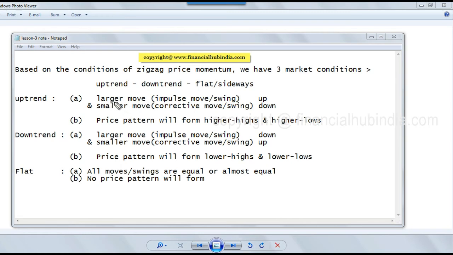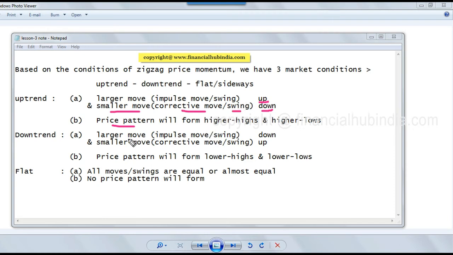In an uptrend, you always have larger move up and smaller move down. First there will be a larger move, then there will be a smaller move followed by it. So the larger moves are also known as impulse move or impulse swing, and the smaller moves are known as corrective move, corrective swing. Price pattern will form higher highs and higher lows, which we have seen just now.